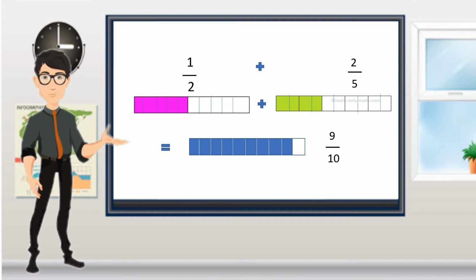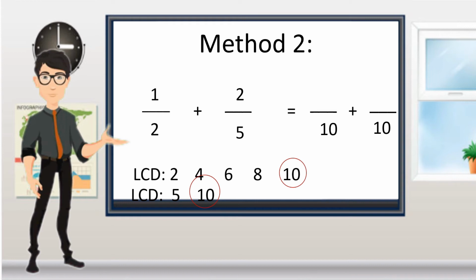Exactly. So how are we going to solve if we are using the formula? First, determine the LCD. The LCD of 2 and 5 is 10. So how do we get it? Do you remember how we get the LCM or least common multiple? The denominators are 2 and 5. That's why we call it the least common denominator.